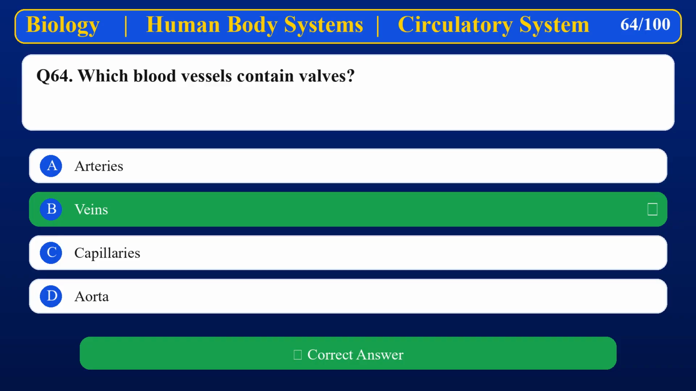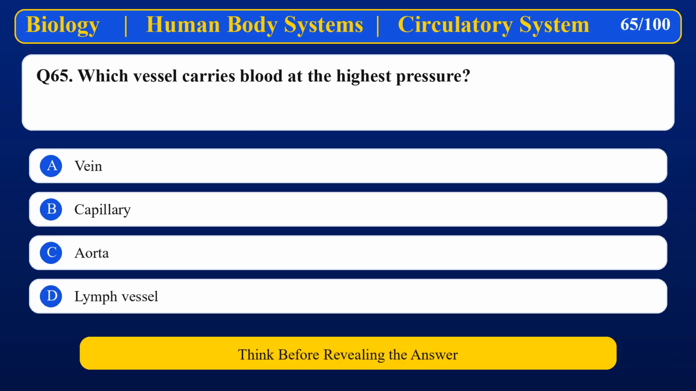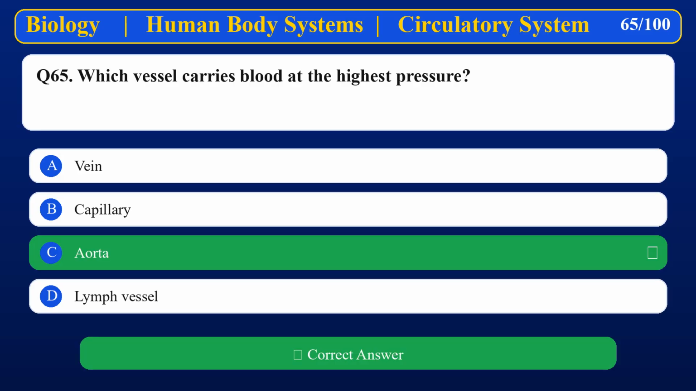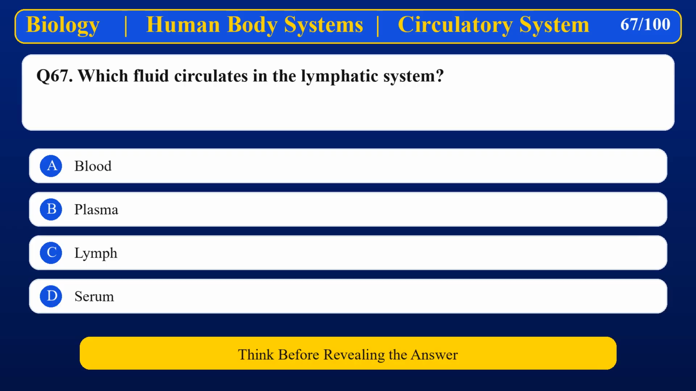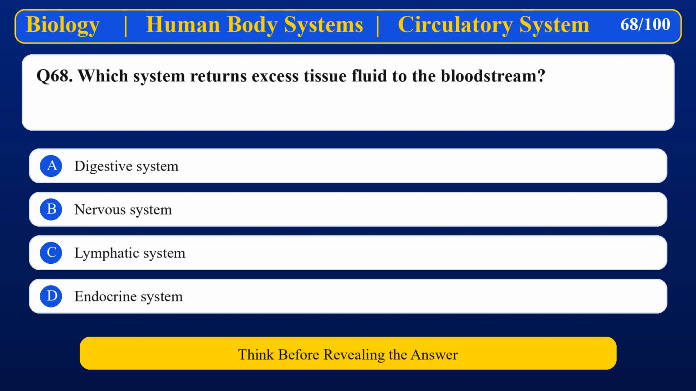Veins. Which vessel carries blood at the highest pressure? Aorta. Which vessel carries blood at the lowest pressure? Vein. Which fluid circulates in the lymphatic system? Lymph. Which system returns excess tissue fluid to the bloodstream?